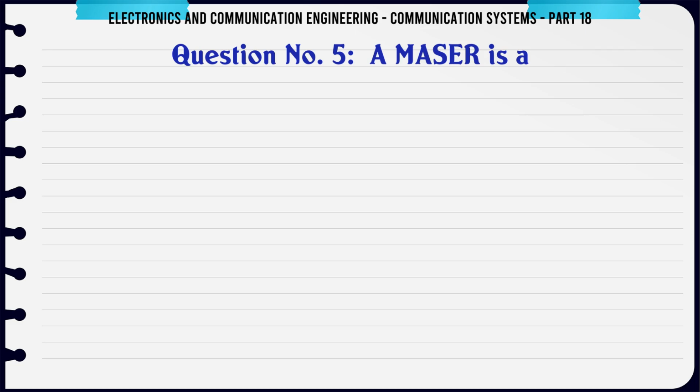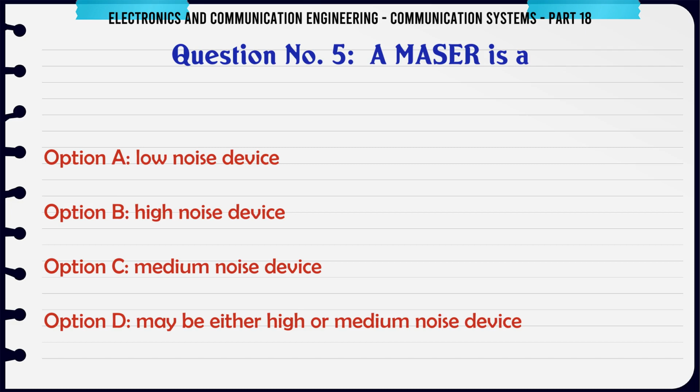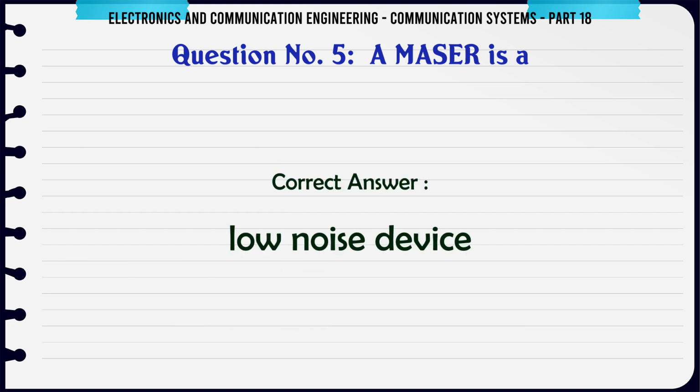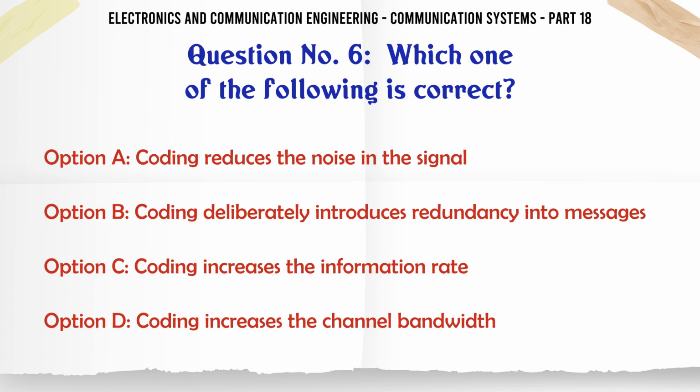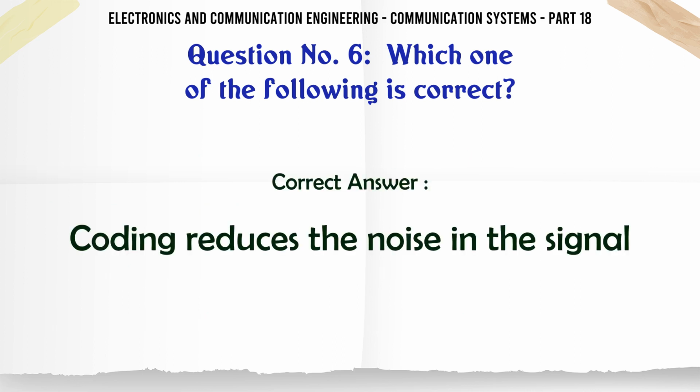A maser is A. Low noise device, B. High noise device, C. Medium noise device, D. May be either high or medium noise device. The correct answer is low noise device. Which one of the following is correct? A. Coding reduces the noise in the signal, B. Coding deliberately introduces redundancy into messages, C. Coding increases the information rate, D. Coding increases the channel bandwidth. The correct answer is coding reduces the noise in the signal.